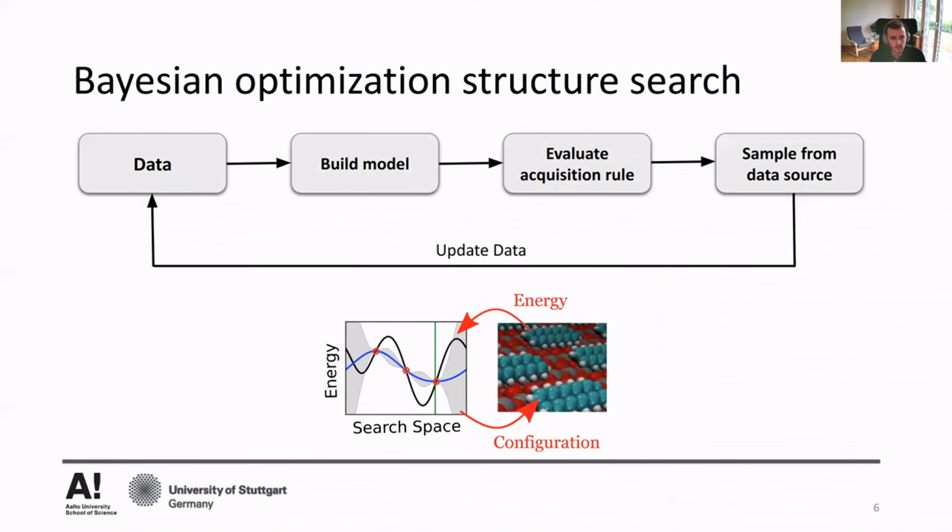I will introduce you here to this workflow of Bayesian optimization now in a bit more detail. We always start with some given data to which we then fit a model. Then the next step is to evaluate some acquisition rule for where we want to sample next on our configuration space. This is basically an iterative procedure. I'm going to start now by considering that we have a given data set, with the model construction.